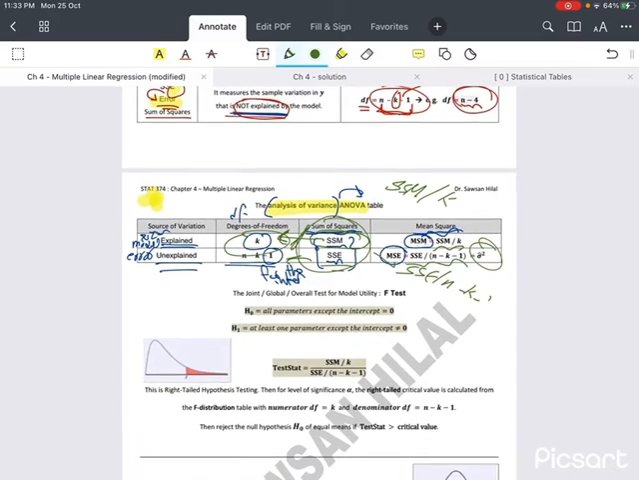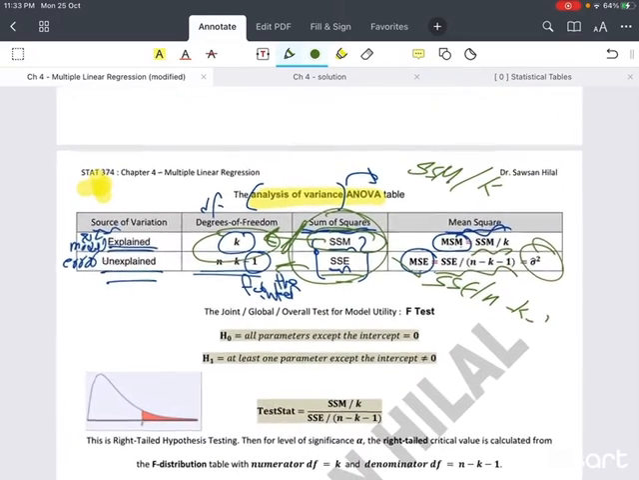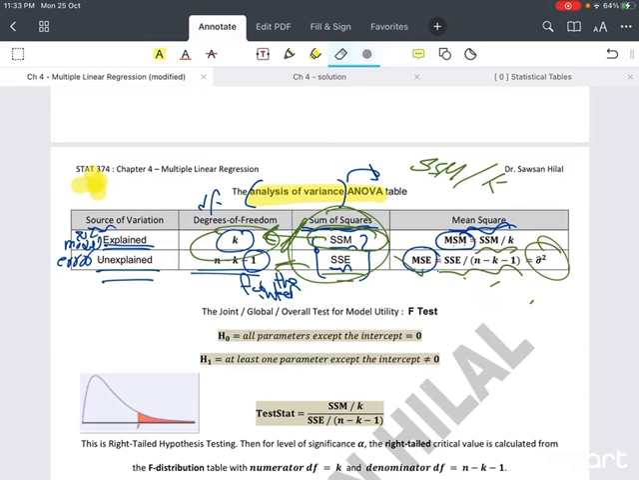You can also find something called RSE, or just SE. How do you get it? You take the square root of this, the square root of MSE.